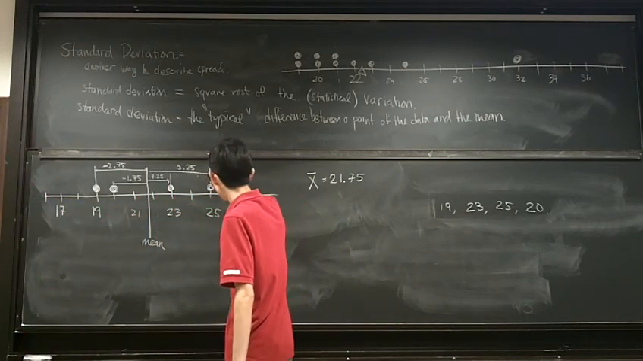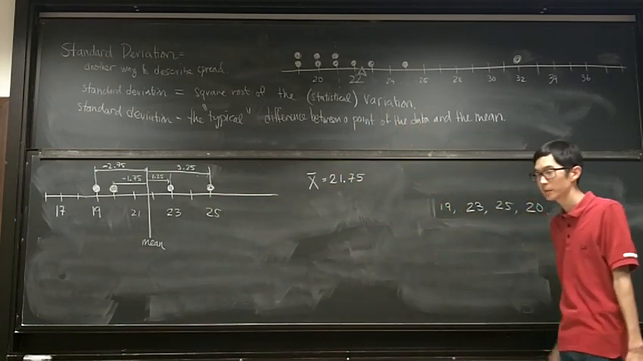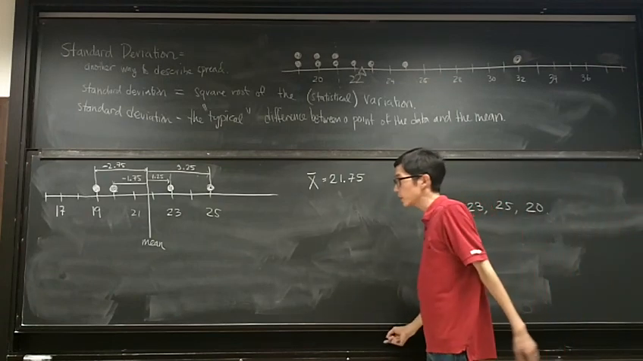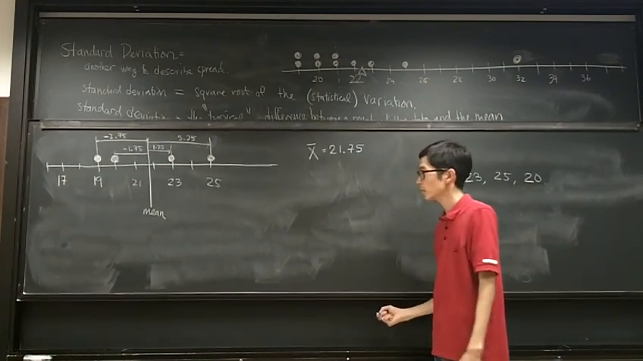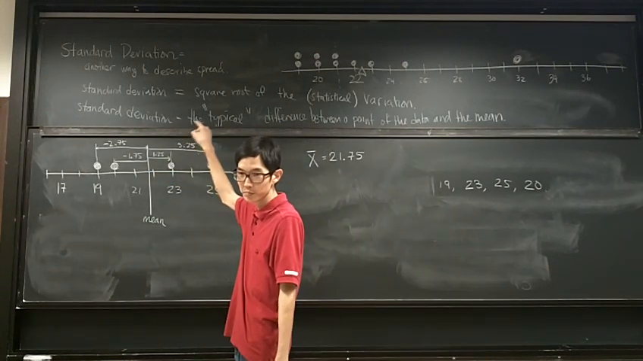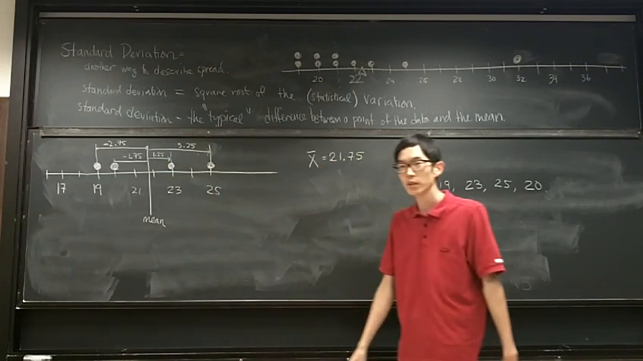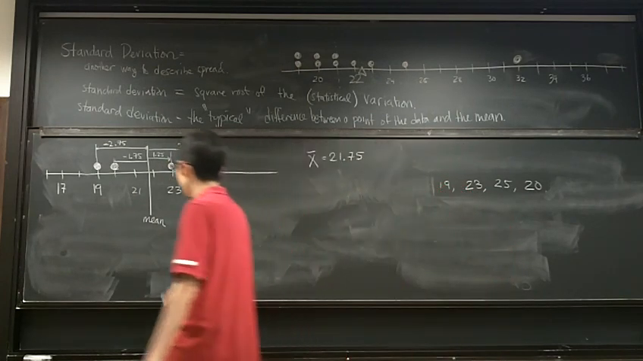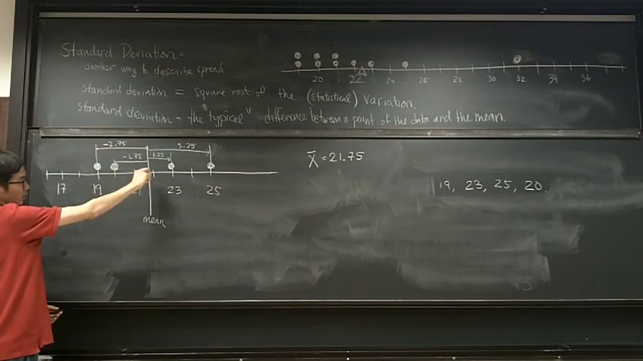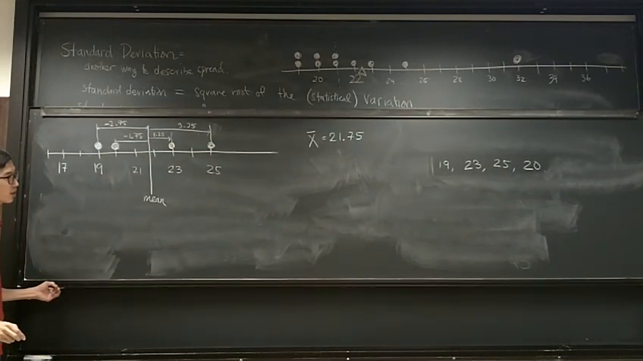We're not going to just take, if I add all of those up, I'm going to get 0. What we're going to do for the standard deviation is square each difference and take kind of the average of those squares. So I'm going to say this point 19, I've got 4 points, and I figure out how far each one is from the mean.